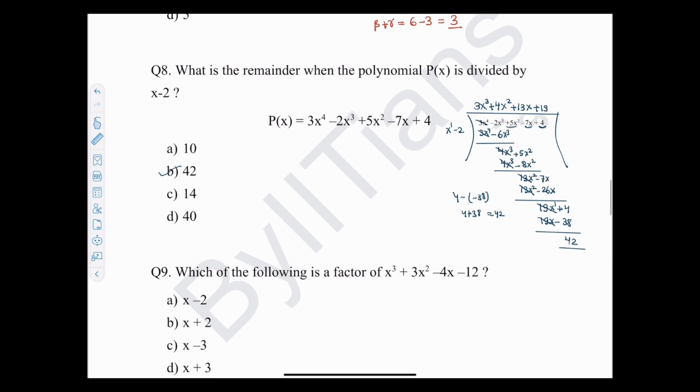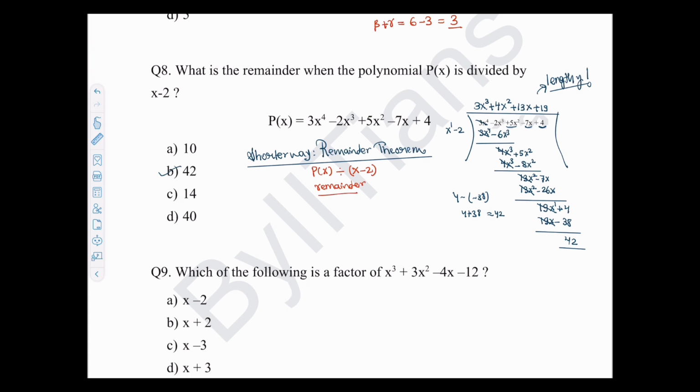Okay. Now this division was kind of lengthy, isn't it? It's lengthy. So there's a shorter way to do that. There is a shorter way, and that shorter way is actually called the remainder theorem. Remember what we were dividing? We were dividing our polynomial p of x with x minus 2, isn't it? And we were trying to find the remainder.